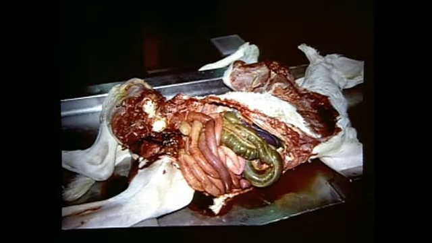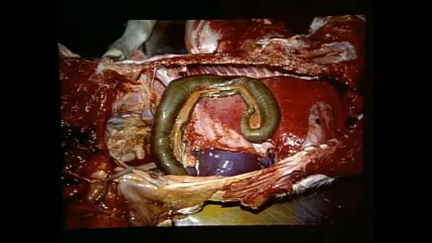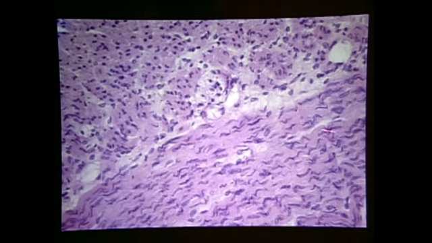It does lead to meconium impaction that can actually result in a rupture and a release of meconium into the peritoneum. A nicely distended large intestinal tract characterized by the greenish meconium. And again, if one looks into the wall, one can appreciate that there is a paucity or total absence of ganglia.